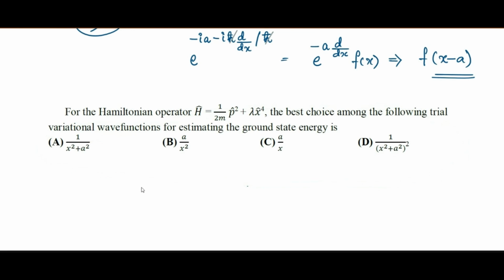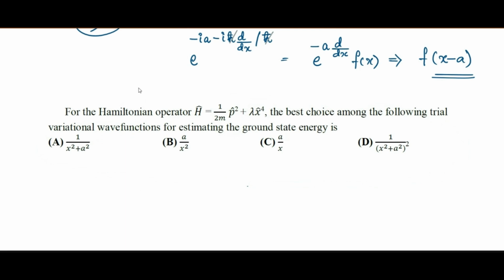So for considering a trial wave function, the first possibility that you can take is particle in a box. Particle in a box usually does not have potential energy along with the kinetic energy. So we'll eliminate that. It's not particle in a box.